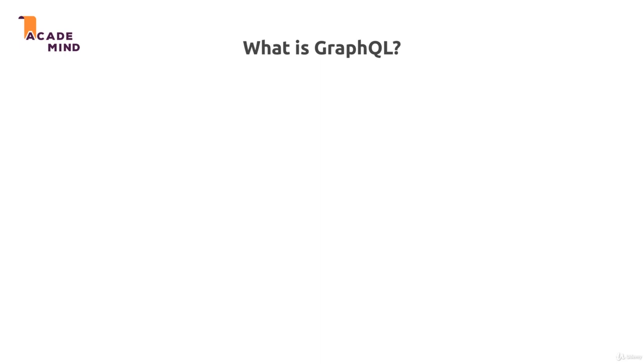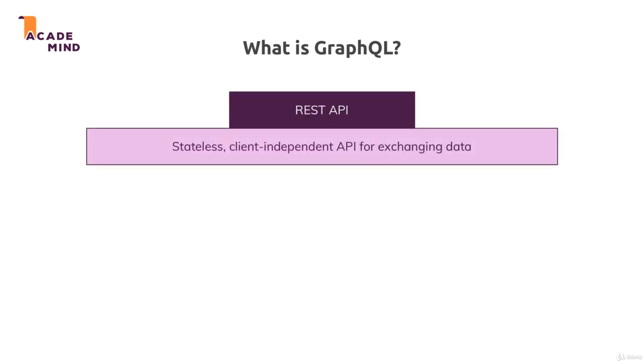Now, what is GraphQL? To really explain it, let's compare it to a REST API, which we already learned about. A REST API is a stateless, client-independent API for exchanging data. So it's a Node Express application, or Node with any framework application, of course, that we build to exchange data. We don't render views, we don't store sessions, we don't care about the client, we only get requests, parse the data, and return responses with data, typically JSON data.